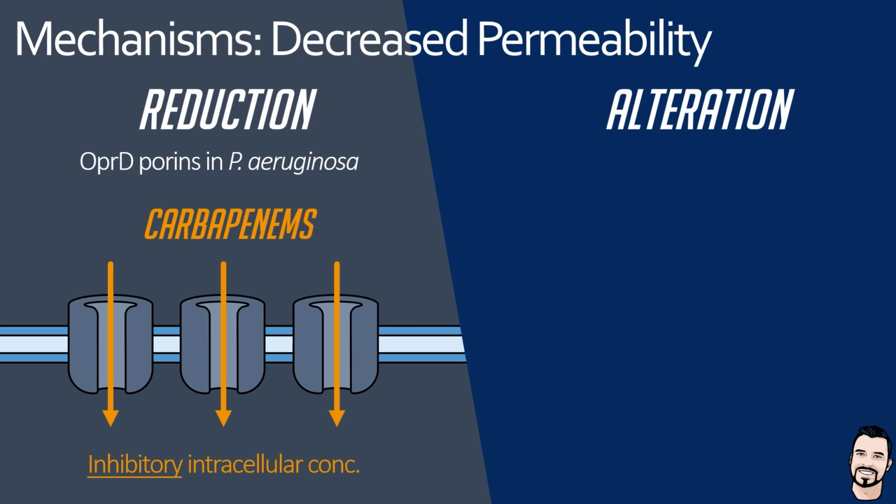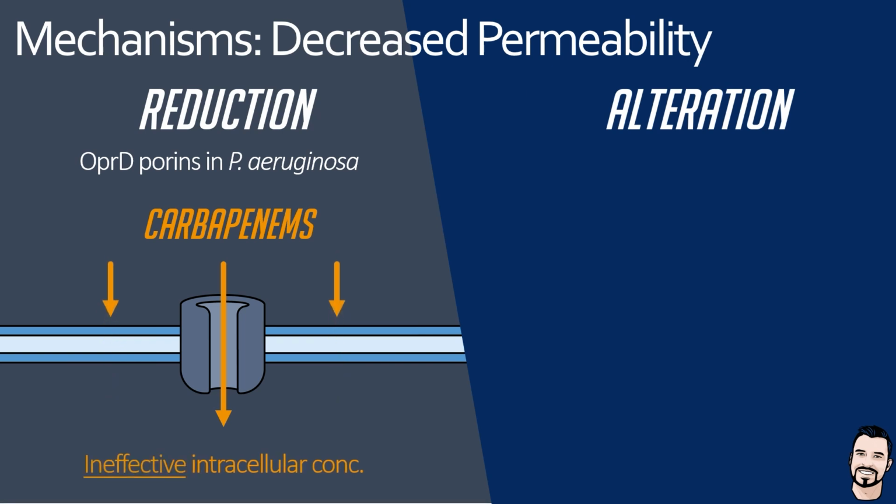Now, the promoter and the gene encoding OprD can undergo mutation, meaning functional OprD porins are not produced, resulting in a marked reduction of their numbers. This means antibiotics, such as our carbapenems, have fewer routes of entry into the cell, and so the antibiotic is unable to build up to inhibitory concentrations.